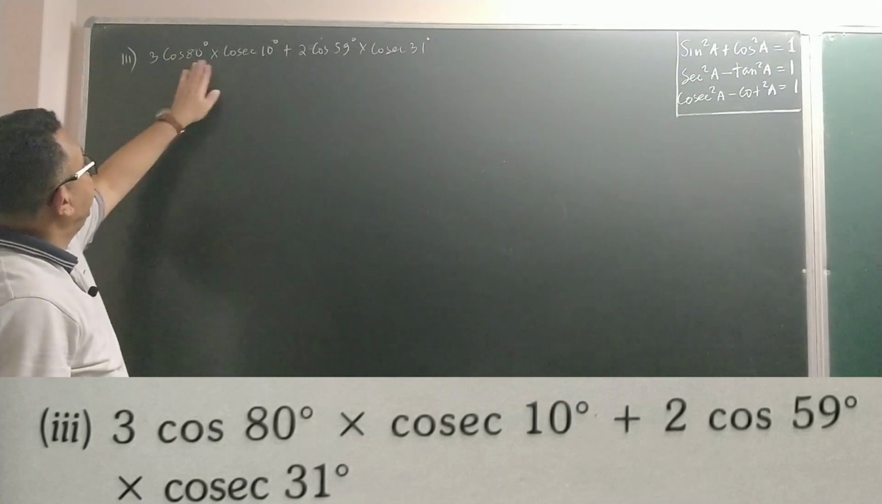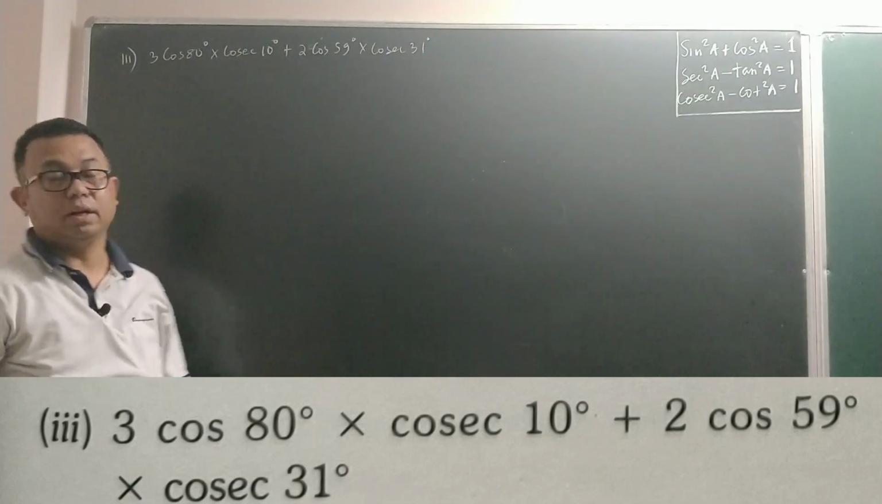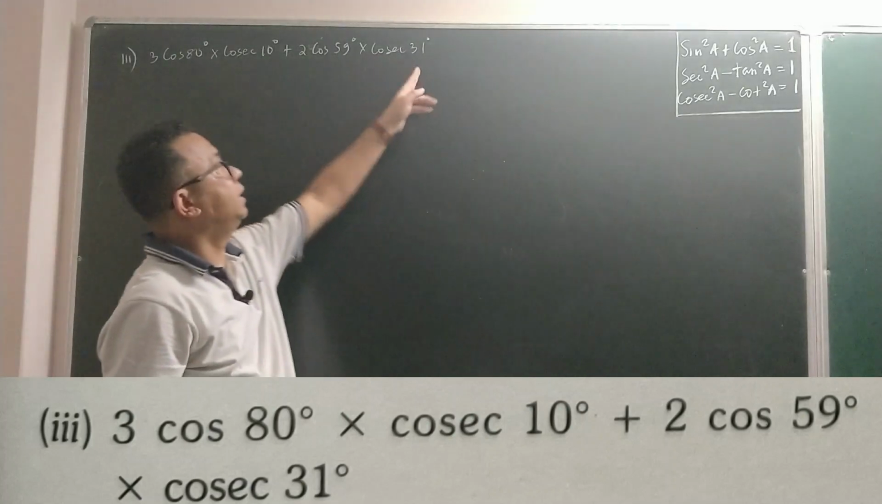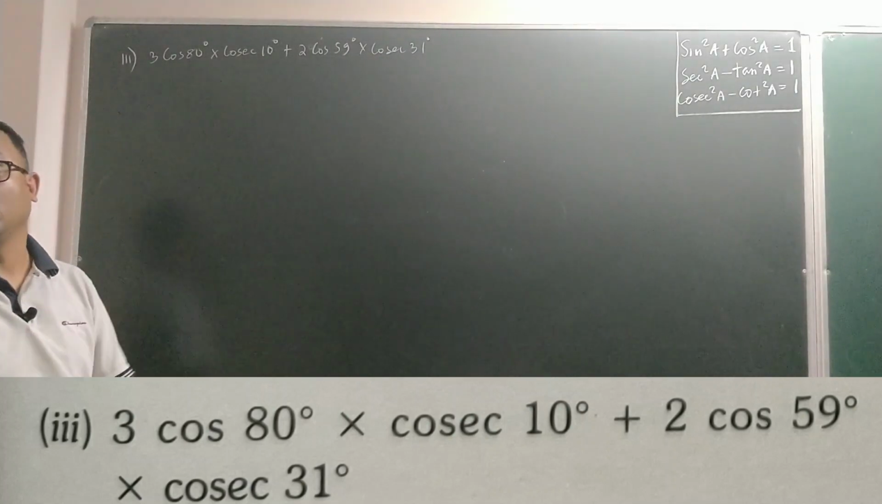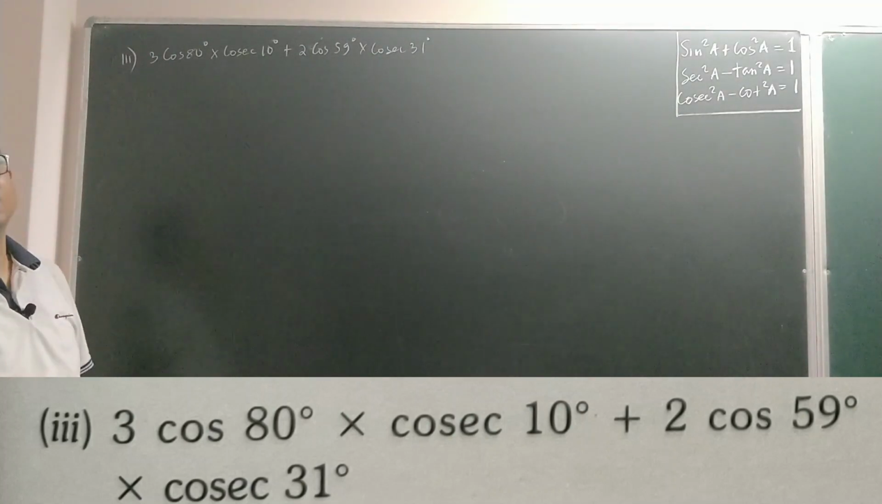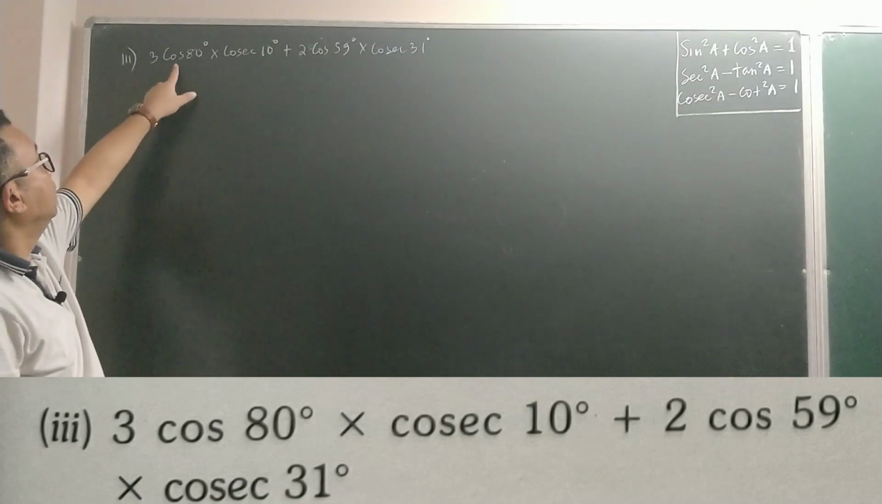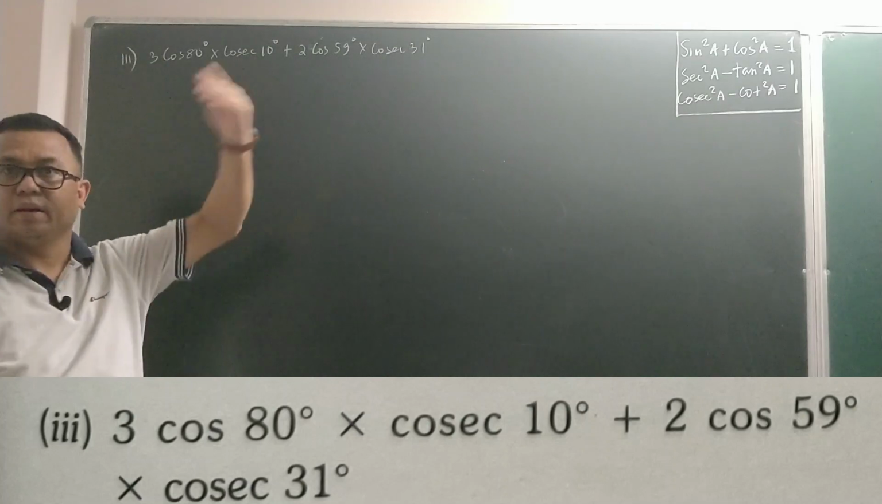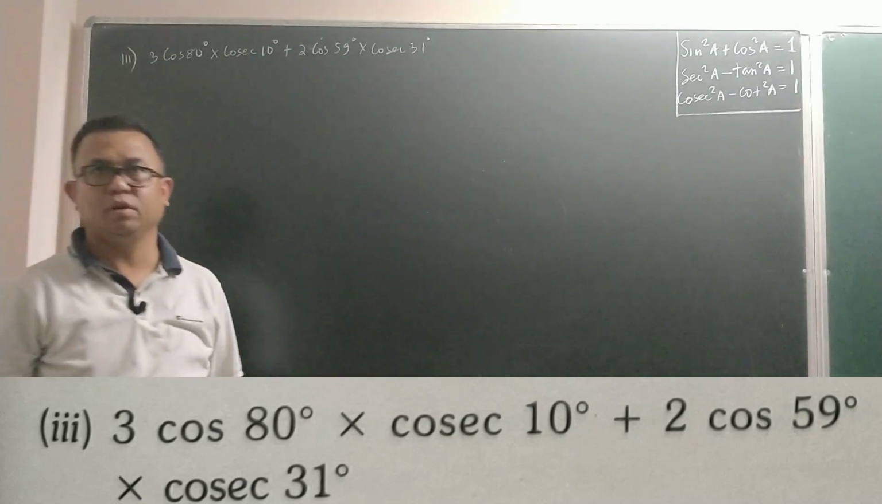Now again here you have 80 and 10, and you know that they are complementary. Change one of them. Again 59 and 31, they are also complementary. Change one of them. You see, if I change cos, it will change to sine. Sine and cosec are reciprocal to each other. So it is almost very similar to the previous question.